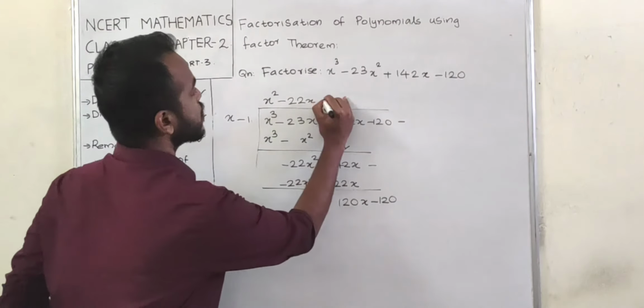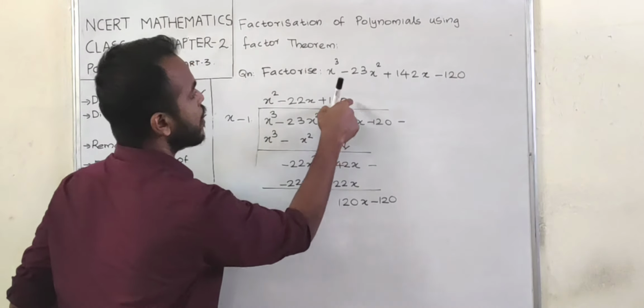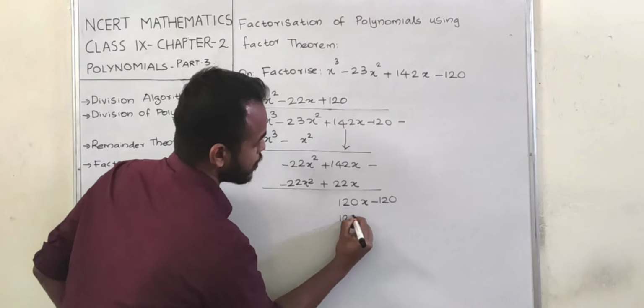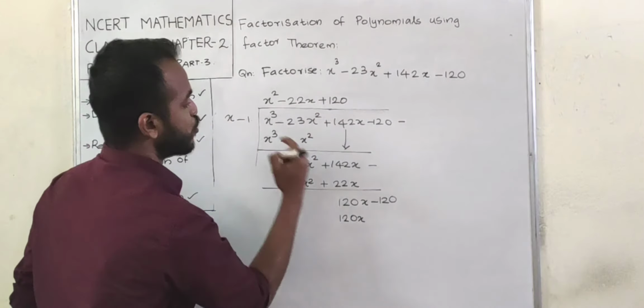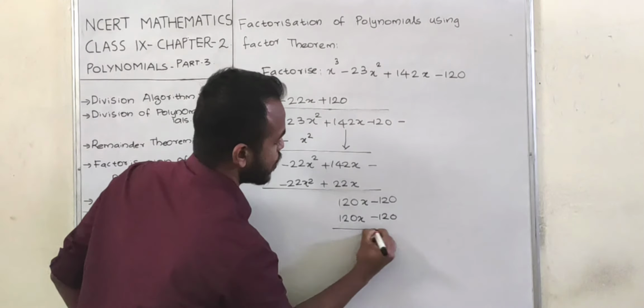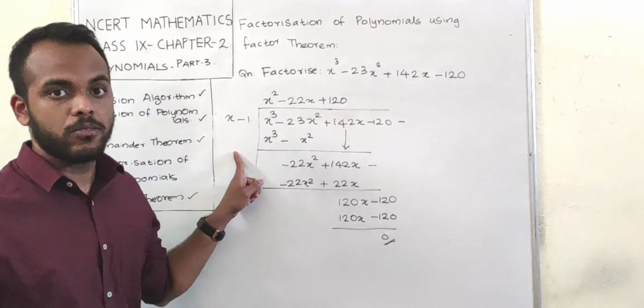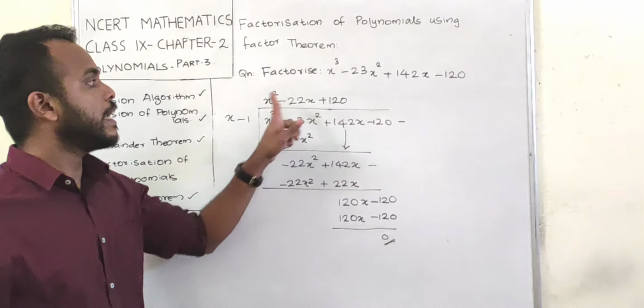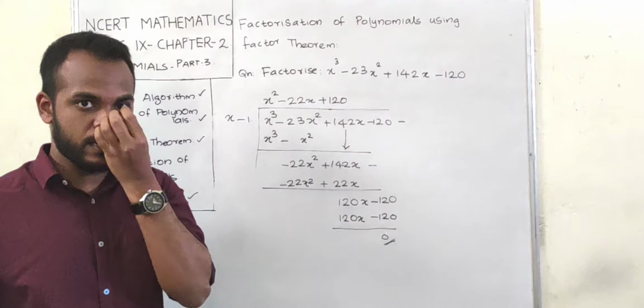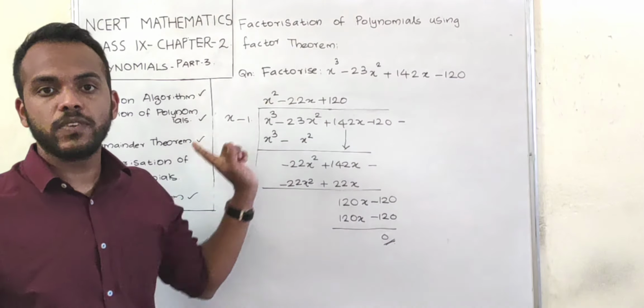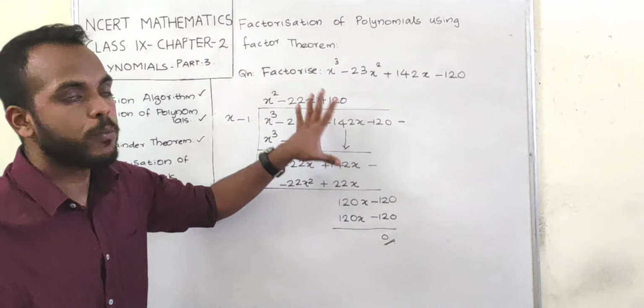120x by x is plus 120. 120 into x is 120x. Then 120 into minus 1 is minus 120. So the remainder is 0. So you got the second factor. But the second factor is a second degree polynomial, and we should convert that into first degree polynomials. I hope you understood this one.